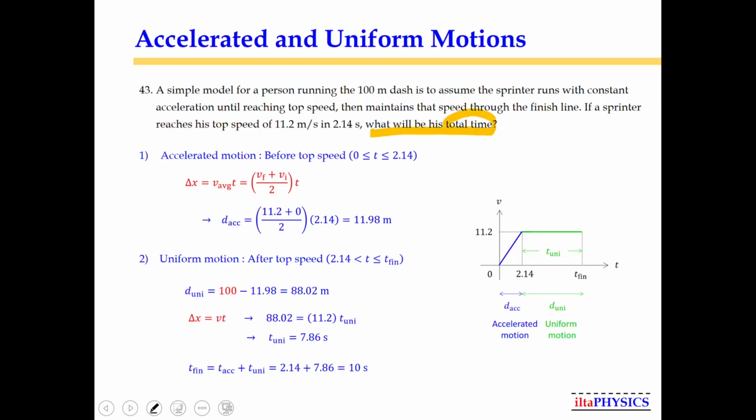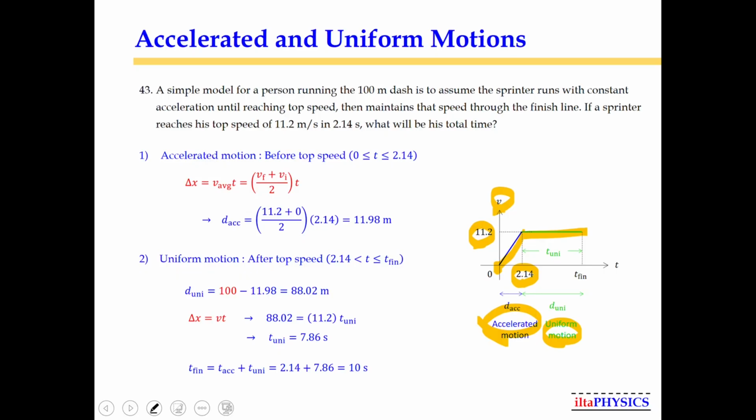Just like the previous problem, we should divide this into two parts: the acceleration phase from the start to top speed, and the uniform phase from that point to the finish line. As you can see in the velocity time graph on the right, the initial velocity is 0, and it reaches 11.2 meters per second in 2.14 seconds. After that, the runner continues at 11.2 meters per second to finish the 100 meters.